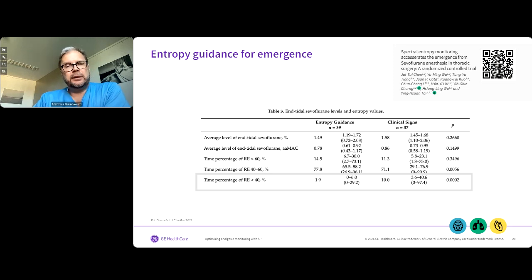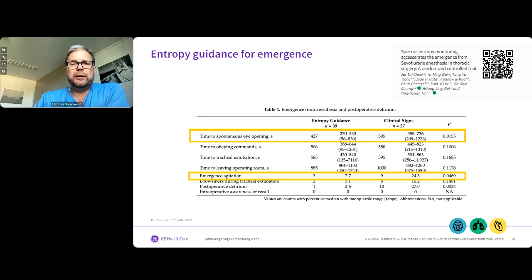We see here the time percentage of the response entropy being lower than 40, which is in the entropy group only 1.9% of the time. And we see in the clinical guidance group 10%, so almost a five-fold higher percentage of too deep anesthesia being in place without the monitoring.